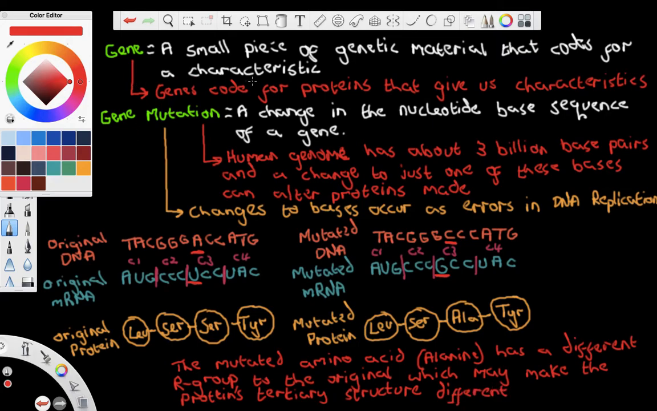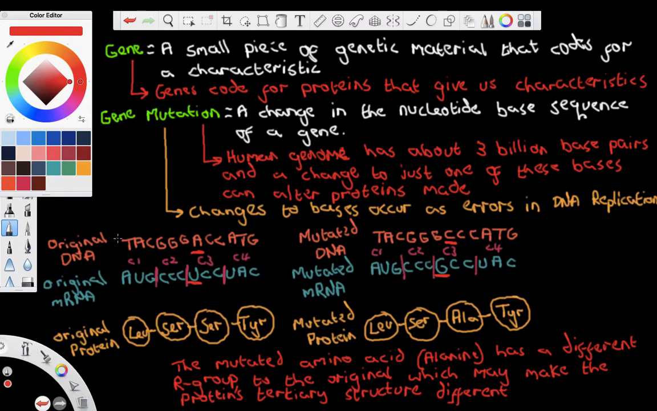So we've said that a gene is a small piece of genetic material that codes for a characteristic. It does this by coding for proteins, building amino acids in translation, using mRNA made in transcription. The gene mutation is when there's a change in the base sequence of the nucleotides. The human genome is about 3 billion base pairs, and a change in just one of these bases can alter the protein made. Changes to bases occur as a result of DNA replication.